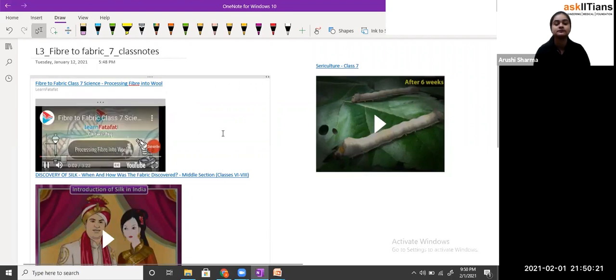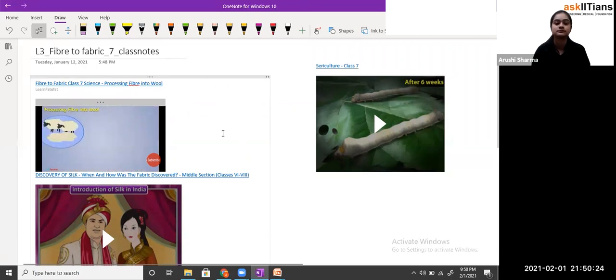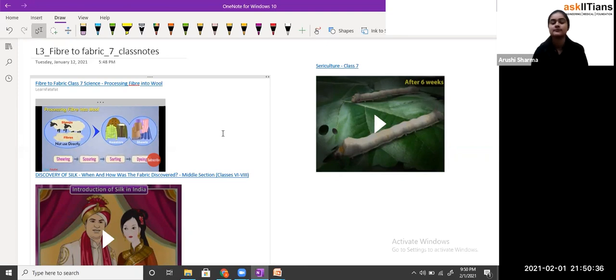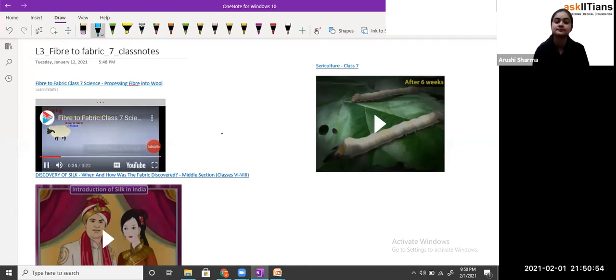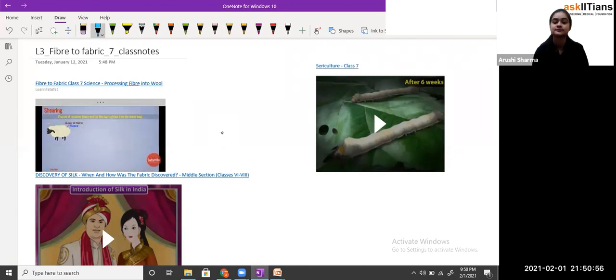Processing fiber into wool. We cannot use fibers obtained from sheep directly for making sweaters, shawls, and many other things. Instead, these are processed in stepwise manner. Here, in this lesson, we will learn how fibers are processed into wool. The first step is shearing. The layer of hairs around the sheep body is called fleece. Shearing is the process of removing fleece and the thin layer of skin from the sheep body.